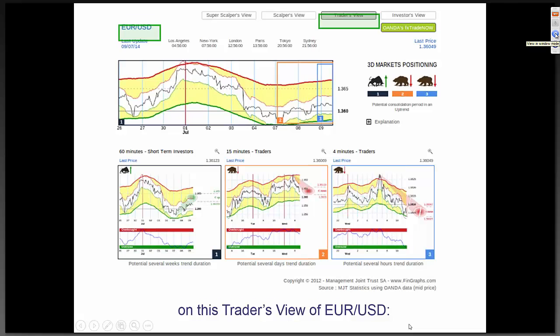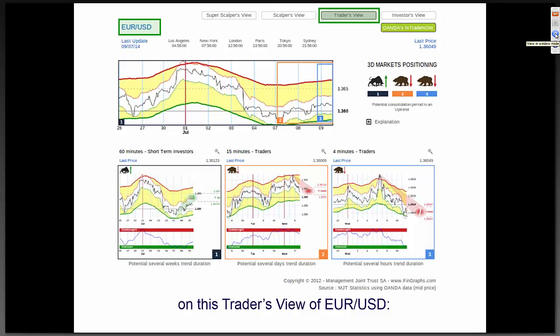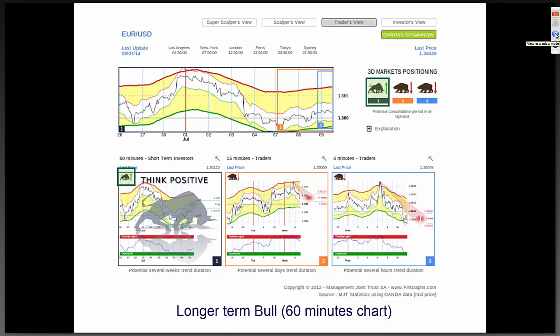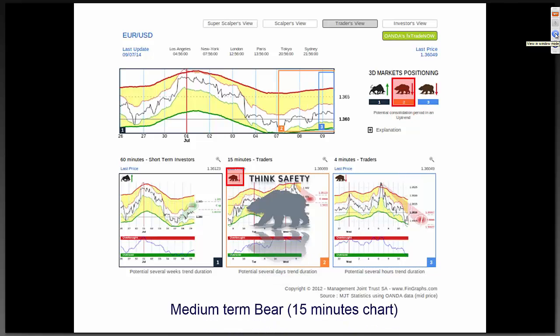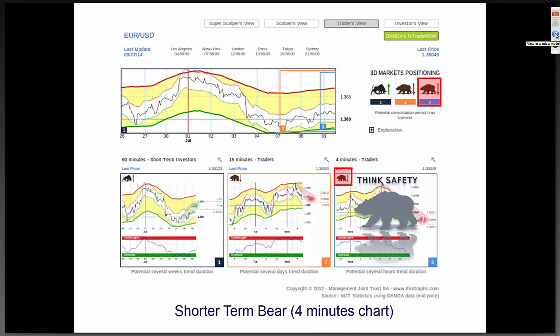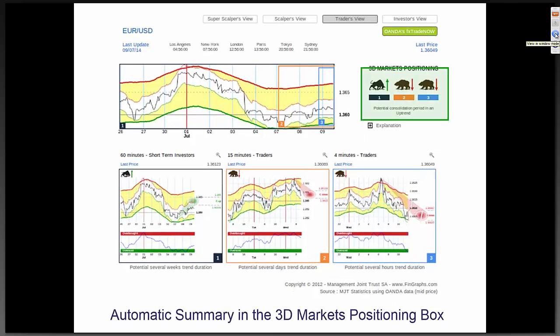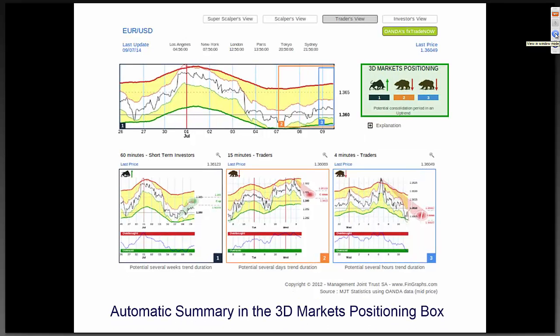On this trader's view of Euro US dollar, long-term bull on the 60-minute chart, medium-term bear on the 15-minute chart, think safety. Shorter-term bear on the 4-minute chart, think safety. FinGraphs delivers an automatic summary of these trends and how they interplay in the 3D markets positioning box.